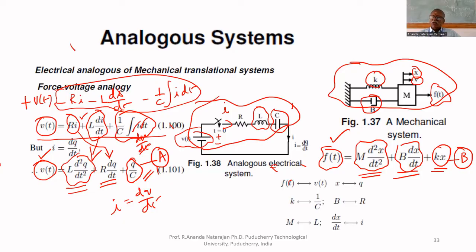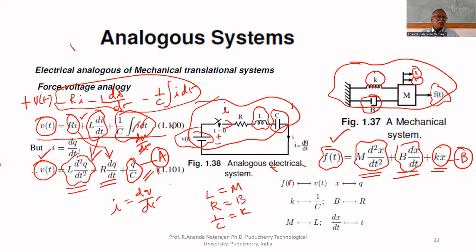If L equal to m, R equal to b, and 1 by c equal to k, both systems are analogous systems. Which is simple. Suppose you want to construct a system. You will be given RLC, or you are given spring, dashpot, and mass M.